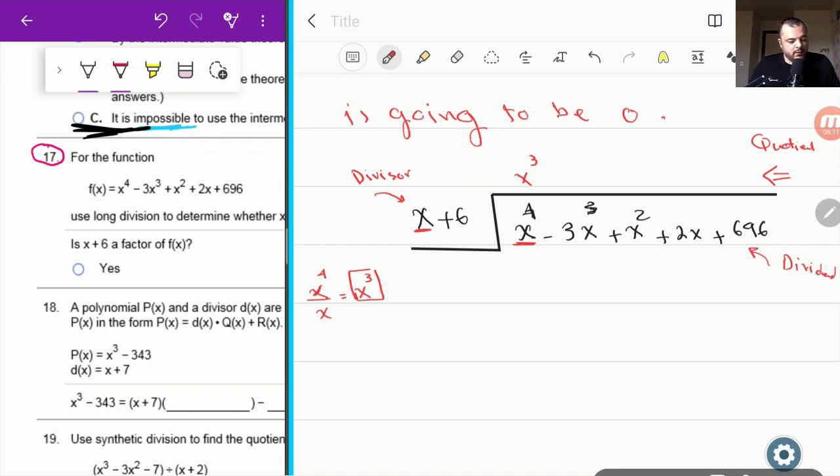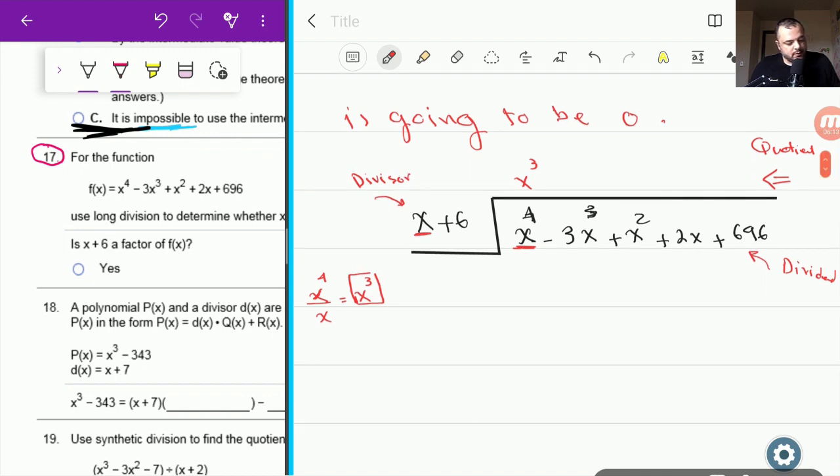So step number 1, we divided. So we did the division first. Step number 2, we are going to multiply. I'm going to multiply what I got already by the divisor. X to the power of 3, I'm going to multiply it by x, then I'm going to multiply it by 6. So x cubed times x is going to be x to the power of 4. X cubed times positive 6 is going to be positive 6x to the power of 3.